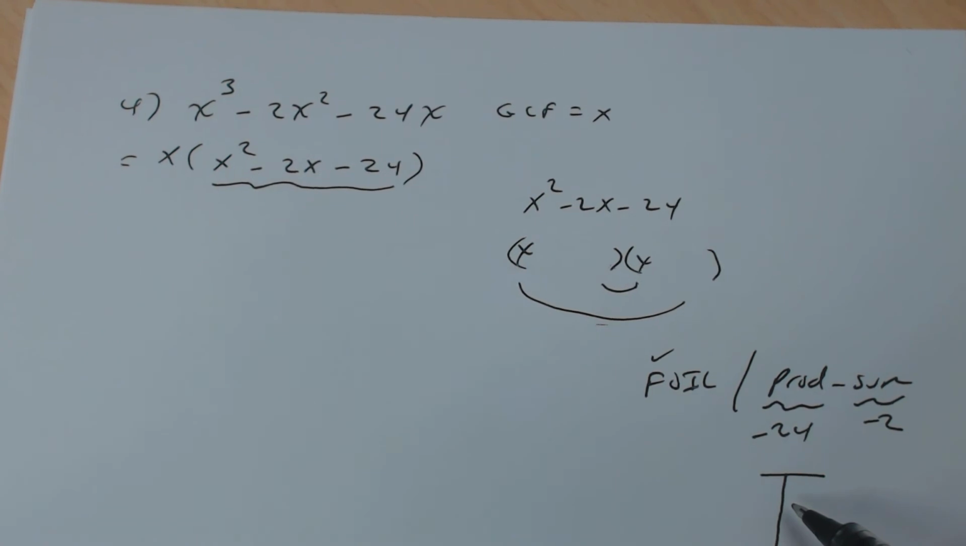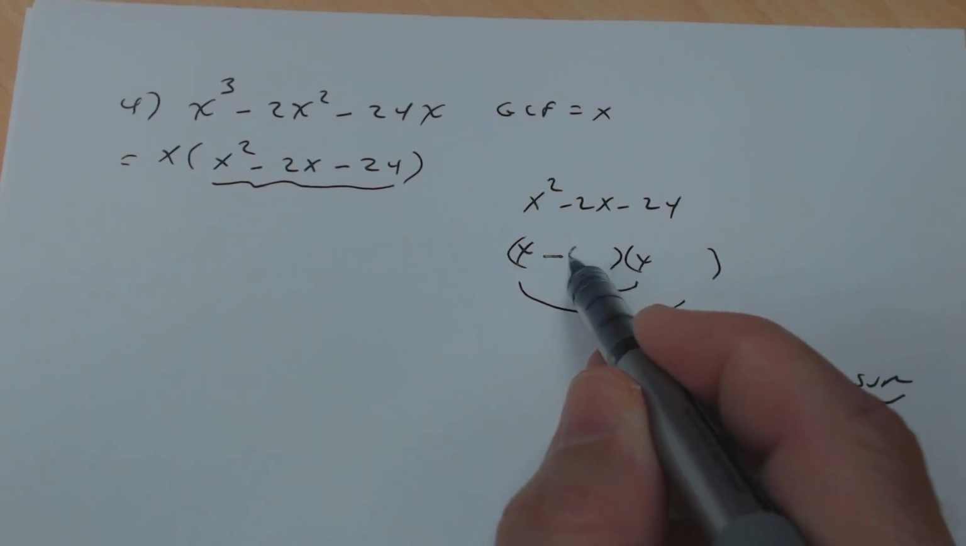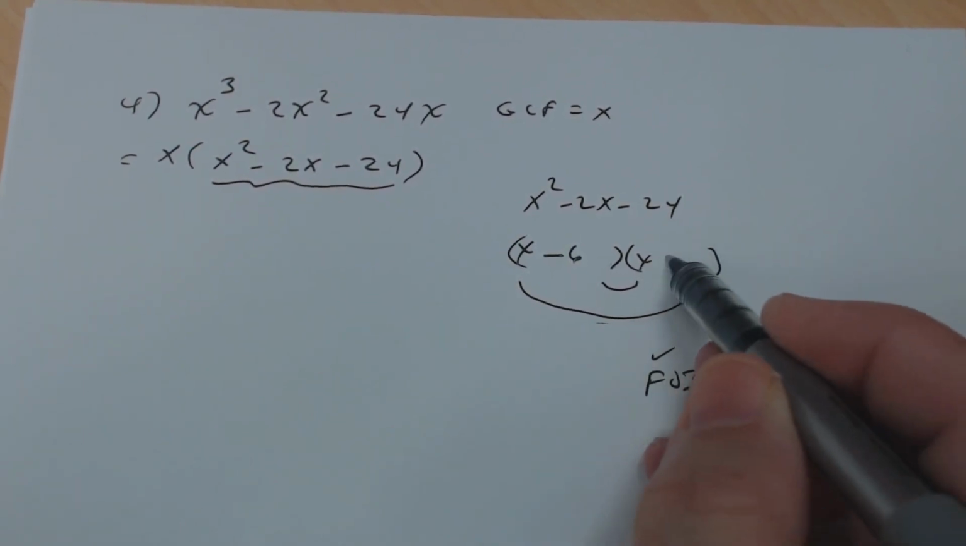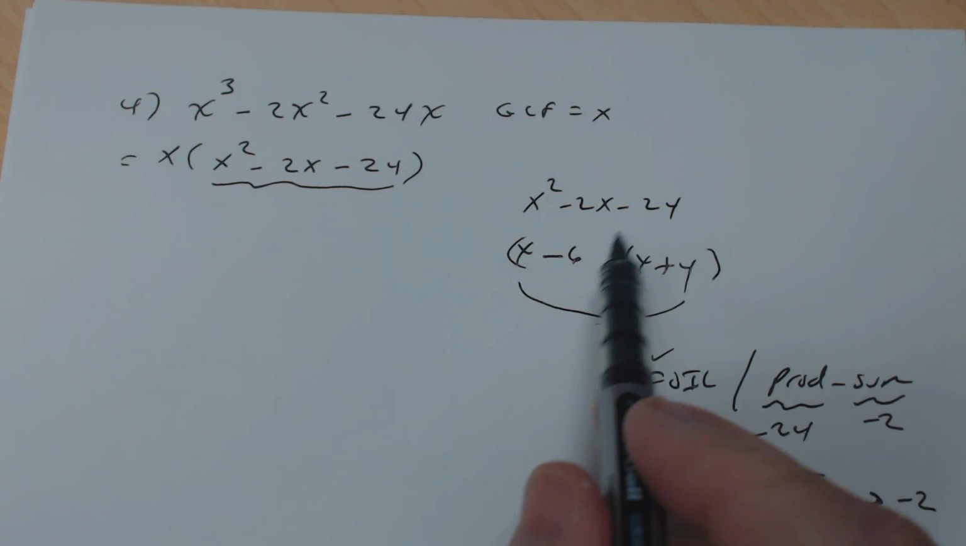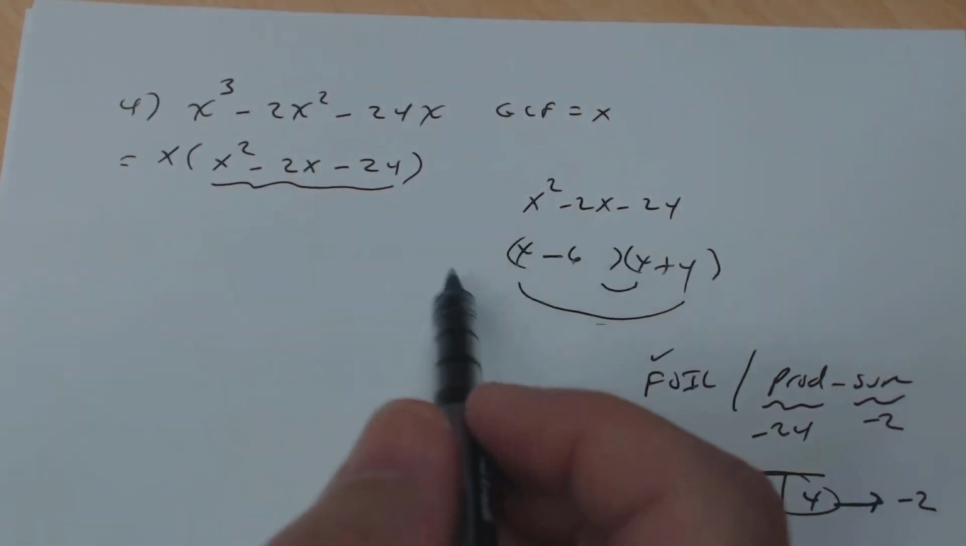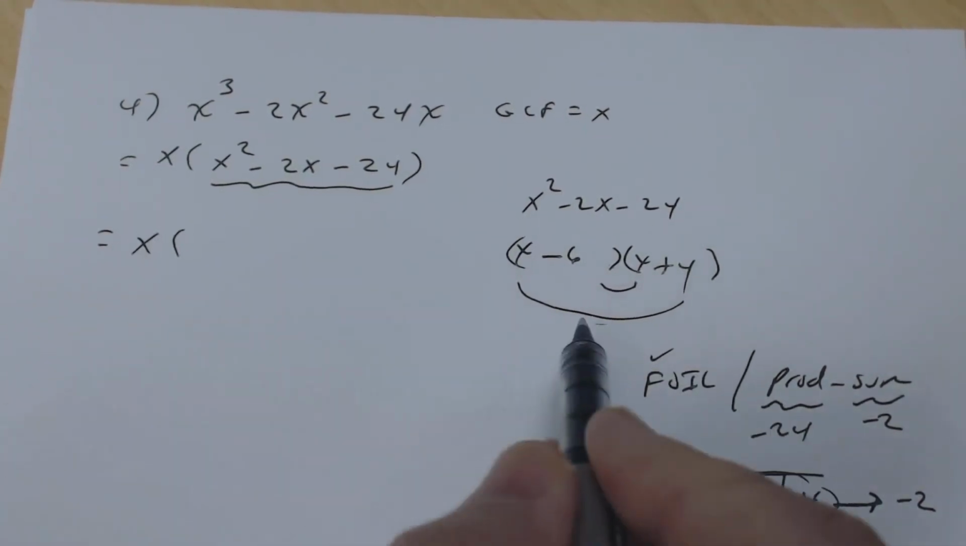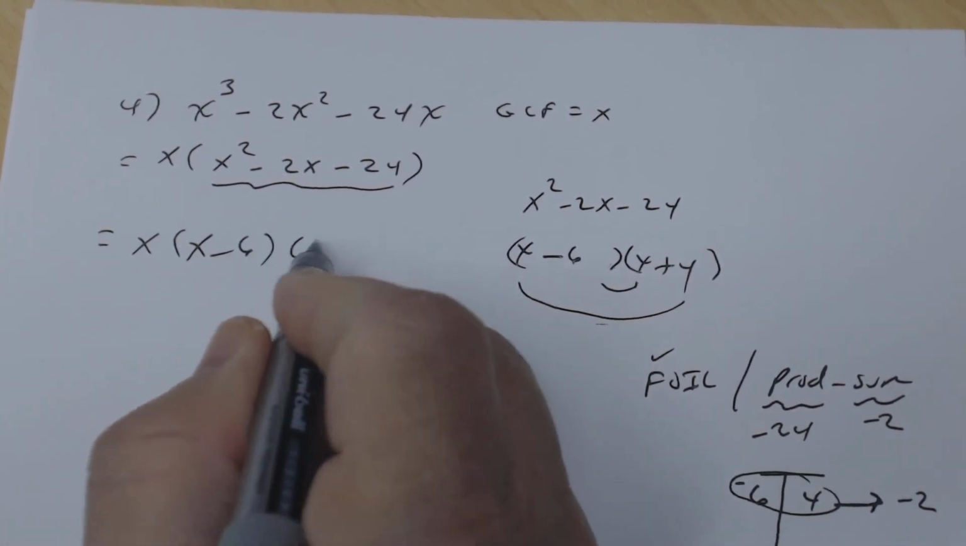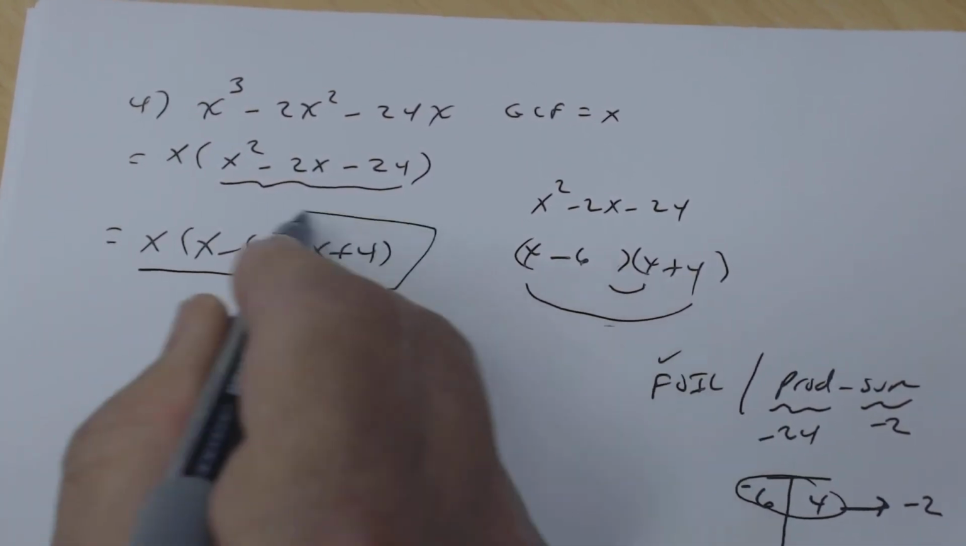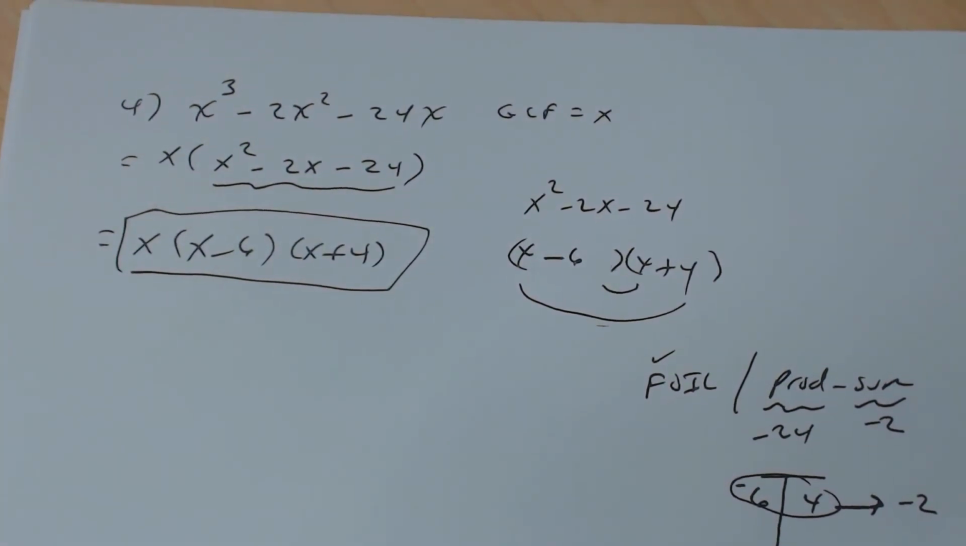So if you try, let's say 6 times 4, remember we want it to be negative, so let's say negative 6. Negative 6 times 4 is negative 24, and when I add them up, I do get negative 2. So that's going to go here, negative 6 and positive 4. Now remember, that's not the answer, because that's what you get when you factor this. So you've got to bring it here. So the answer is x times x minus 6 times x plus 4. And that's your answer. Alright, so that's going to conclude this video.